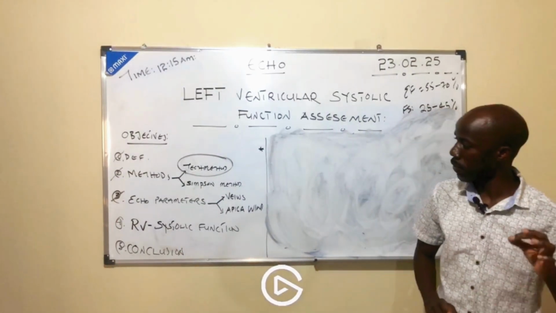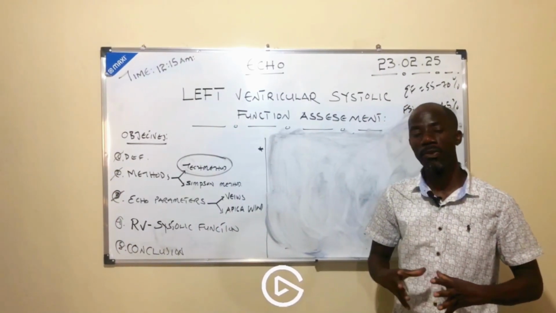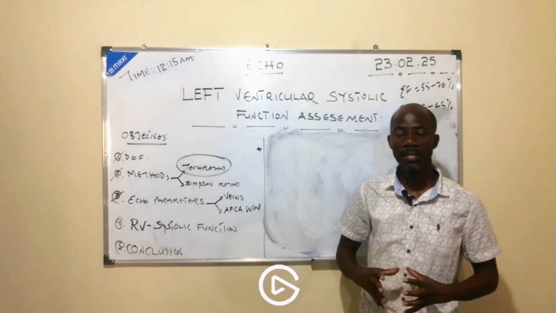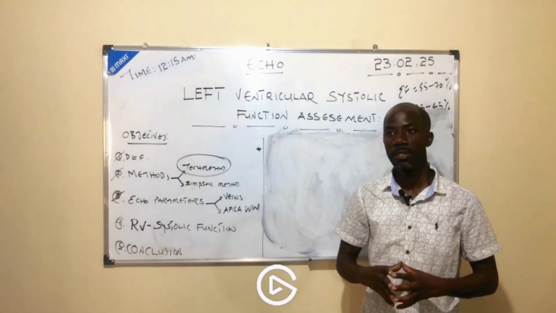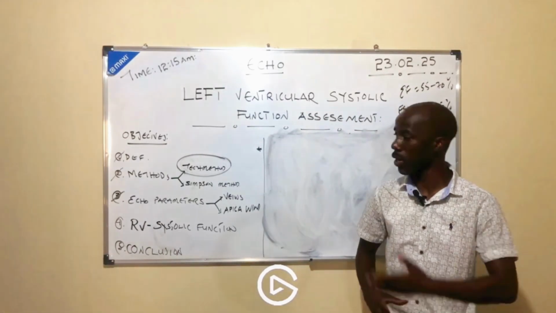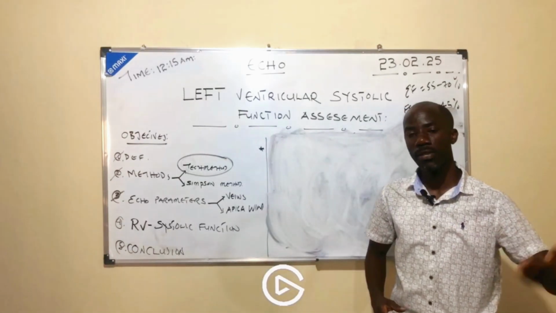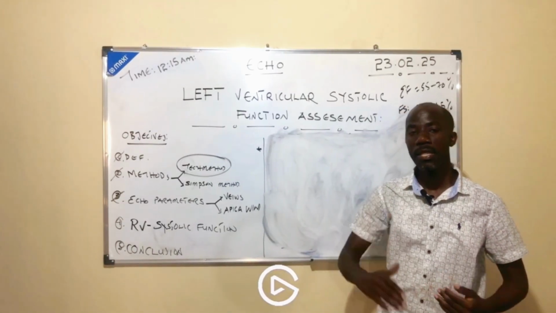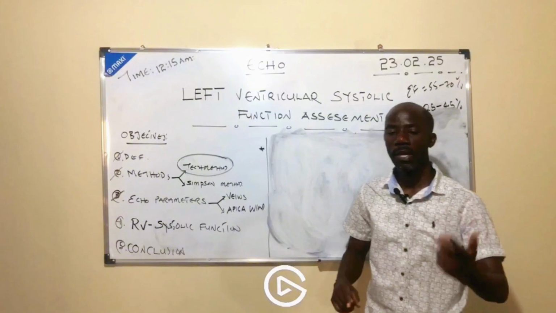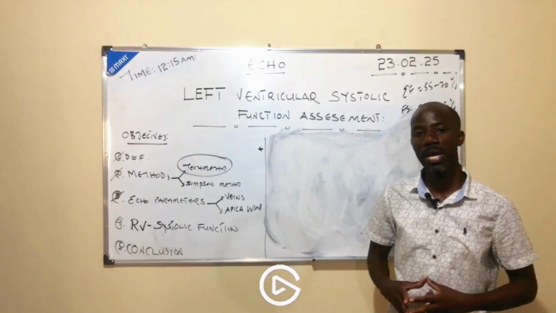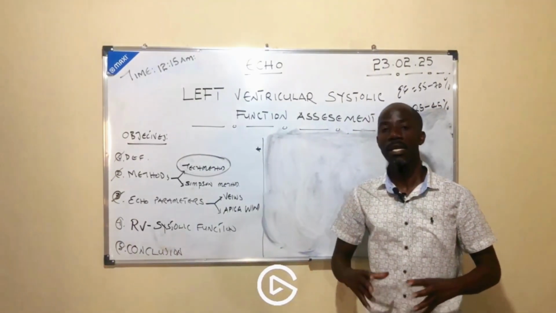Then I also talked about the right ventricle systolic function, where you have to use TAPSE. We define TAPSE as the tricuspid annular plane systolic excursion. This is where you put your M mode on the free wall of the lateral annulus of the tricuspid, and then you see the movements of the annulus both in systole and diastole. And we said normal should be at least more than 17 millimeters, and this tells you that the right ventricle systolic function is normal.